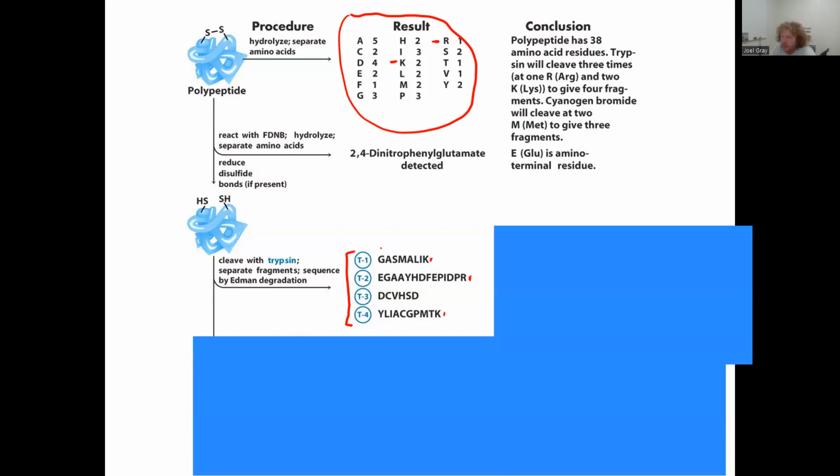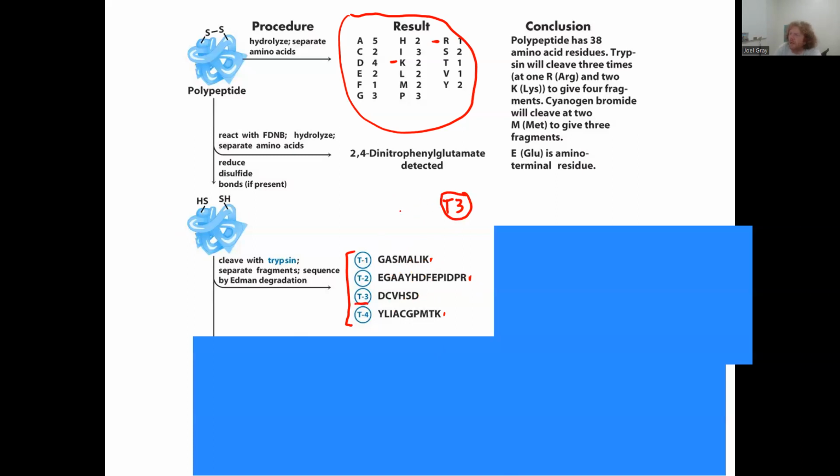We can use the information that we have, as well as the knowledge that we have about trypsin, and say, because trypsin is going to cut after those positively charged residues, we know that there's something that comes after them. Therefore, we have an idea that our peptide is going to end with this peptide that's labeled T3.